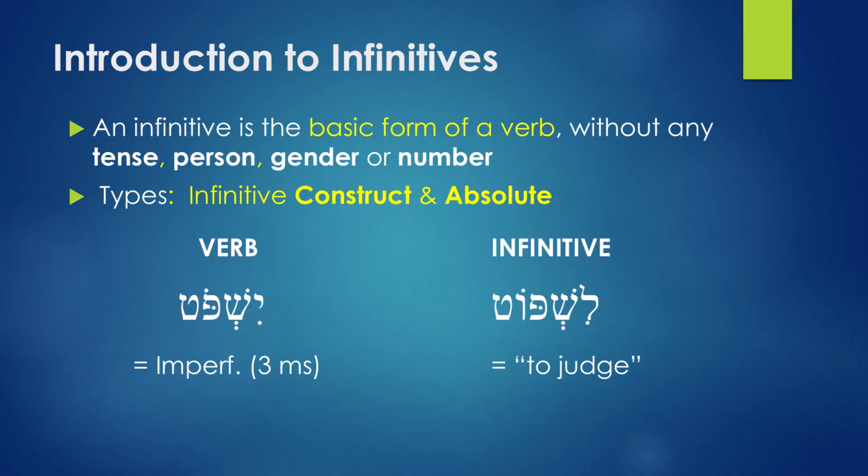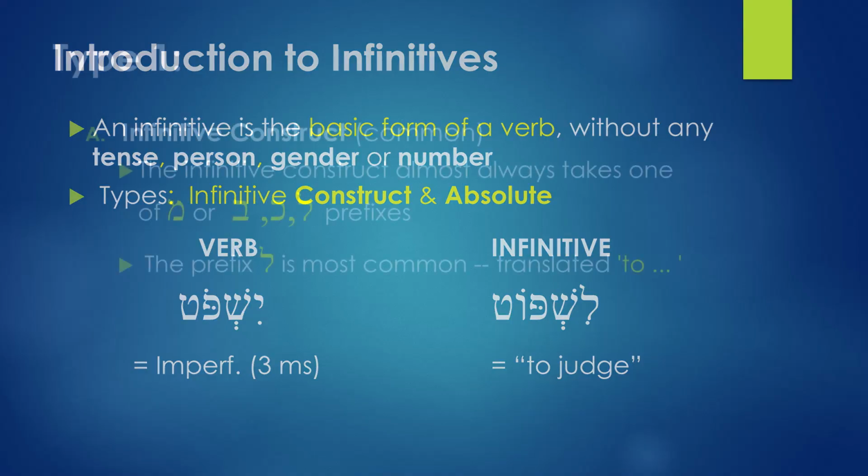Remember, the infinitives have no tense, person, gender, and number. They present the idea of the action in its basic form. For example, in the imperfect, it's yishpot. When it forms an infinitive, it becomes lishpot, which means to judge. To judge. No tense, person, gender, or number. It simply presents the idea of the action, to judge.